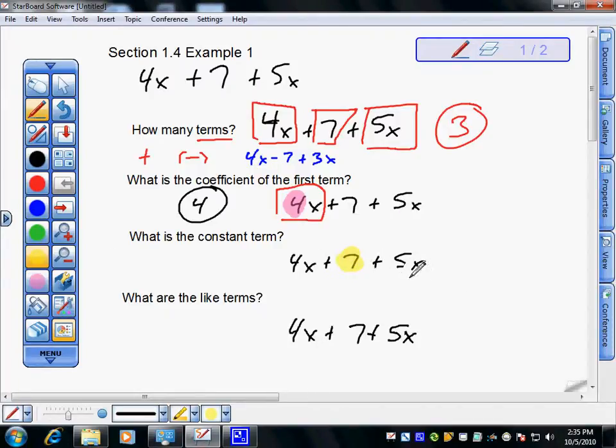So anything that does not have a variable multiplied by it will not change. It is constant regardless of the value plugged in for the variable. What are the like terms? Now, like terms are identified by saying, well, this has an x variable and this has an x variable. Shortly, we're going to learn that if terms are like, we're going to combine like terms by adding their coefficients. But for now, let's just identify that we have 2 like terms. The 4x and the 5x are my like terms.